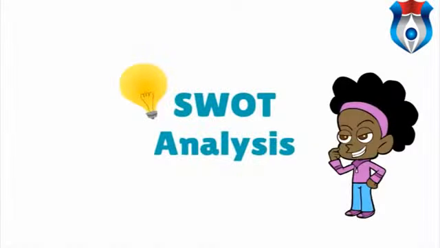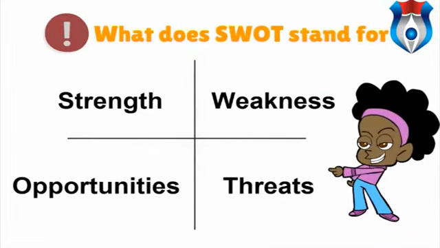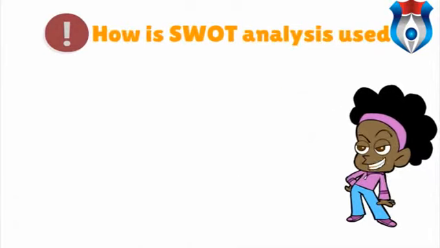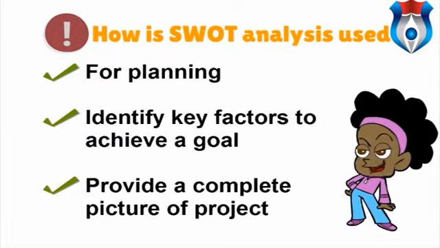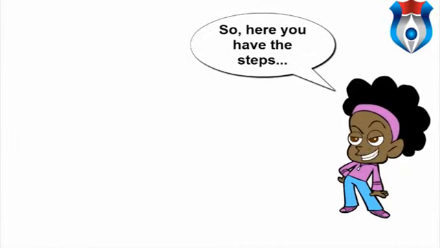SWOT analysis. What does SWOT stand for? Strength, weakness, opportunities, threats. How is SWOT analysis used? For planning. Identify key factors to achieve a goal. Provide a complete picture of the project. Are you interested? No? So, here you have the steps.